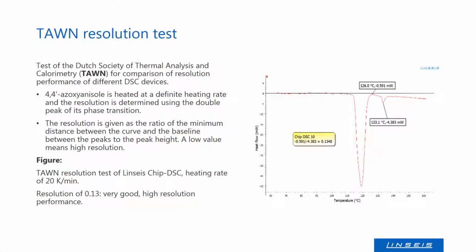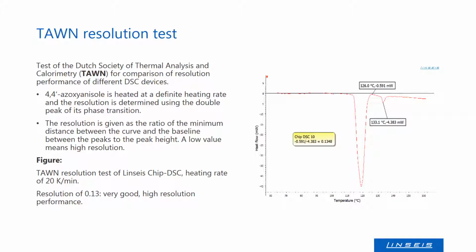The Dutch Society of Thermal Analysis and Calorimetry introduced an experiment nowadays often called simply the Thorne test to compare the performances of different DSC devices. For this test, a substance that shows 2 peaks that are very close to each other is used.